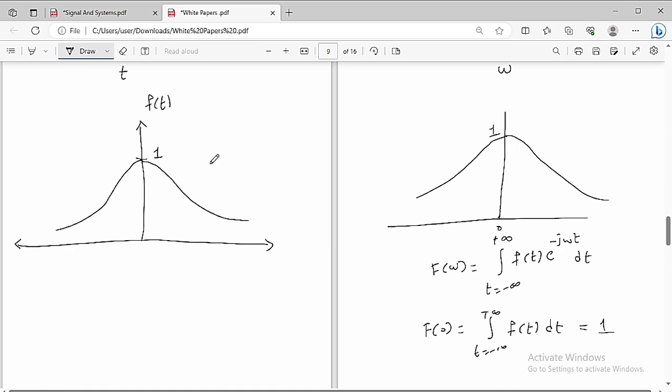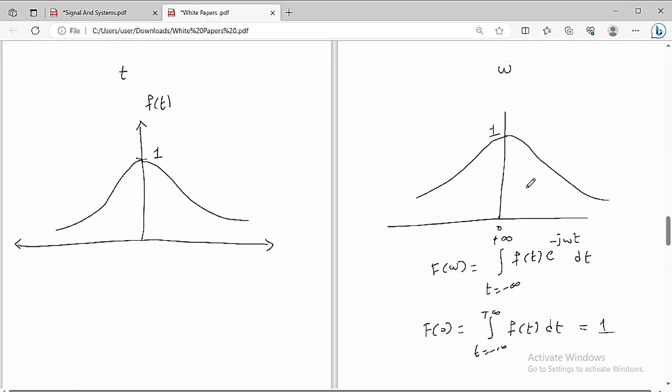Therefore we can say the Fourier transform of the normalized Gaussian function is going to give you the Gaussian function itself. This is the thing you always have to keep in mind. The Fourier transform of the normalized Gaussian function gives you the Gaussian function itself. This point you always have to keep in mind.